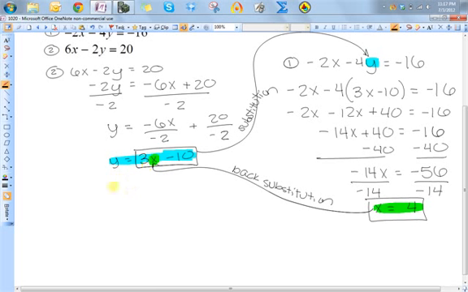So now I just need to put a 4 in for x, so we have 3 times 4 minus 10, so y is equal to 12 minus 10, so y is equal to 2. So, because this represents where these two lines intersect, I need to write it as an ordered pair, so x is equal to 4 and y is equal to 2, so the solution is 4, 2.